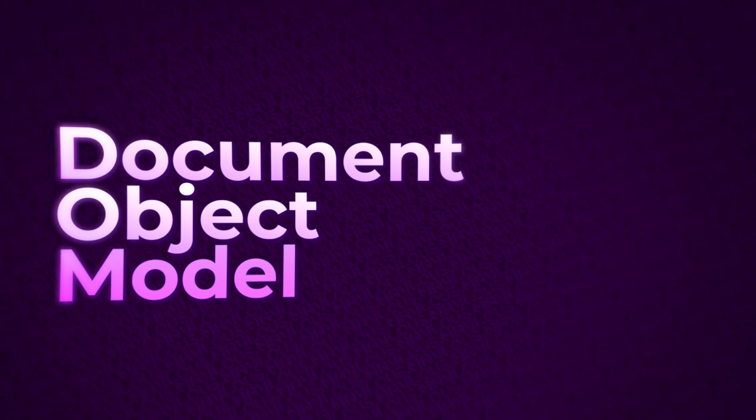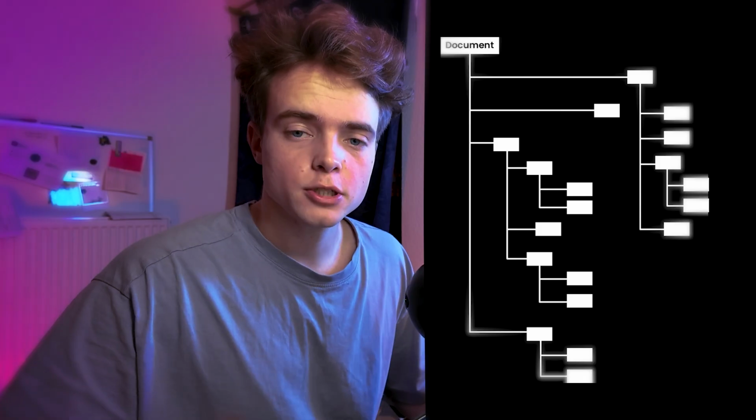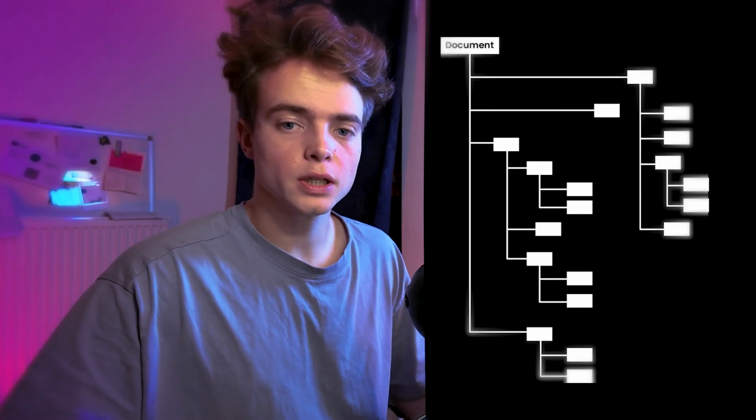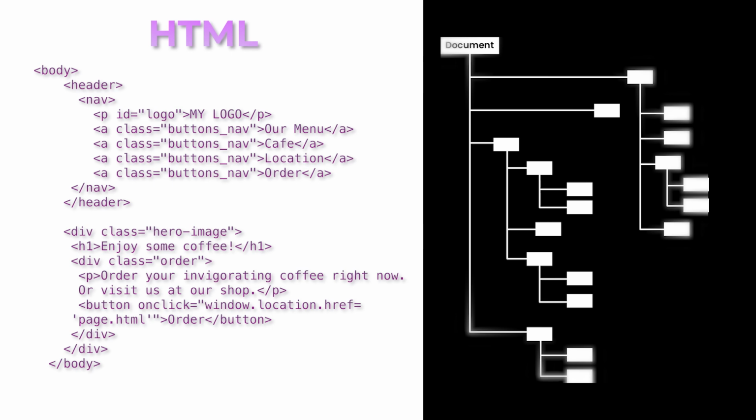Next up, the DOM. The DOM, or Document Object Model, is a programming interface for web documents. It represents the structure of a web page in a tree-like format. The DOM represents HTML or XML documents as a tree of nodes. Each element, attribute, or piece of text in HTML is a node in this tree, so in a way they kind of work like folders.